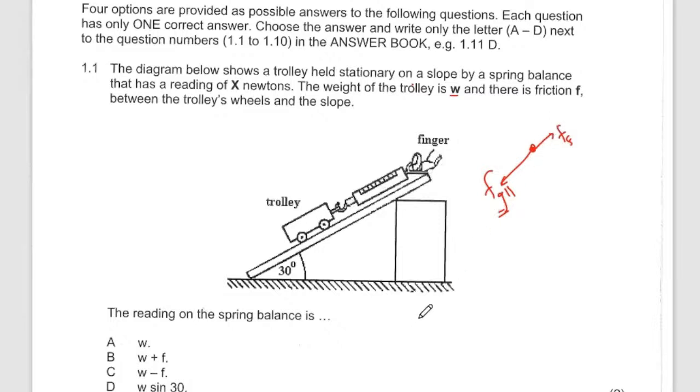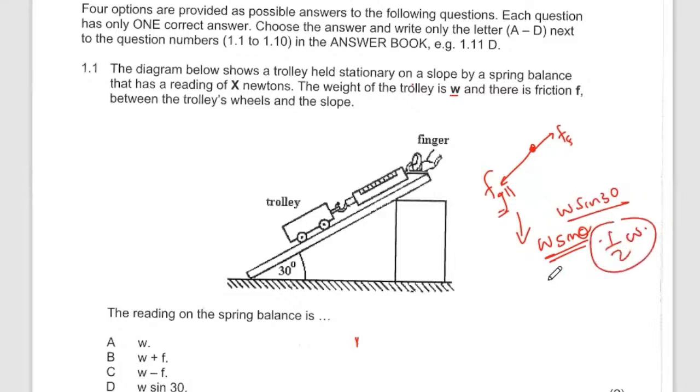So when I look at the options that are given, option A of W, no, because remember this FG parallel is the same as W sine theta, which means it's W sine 30, which will be a half of W. But then it's not only FG parallel that's acting downwards on this trolley. So A is out. Then W plus F wouldn't make sense.